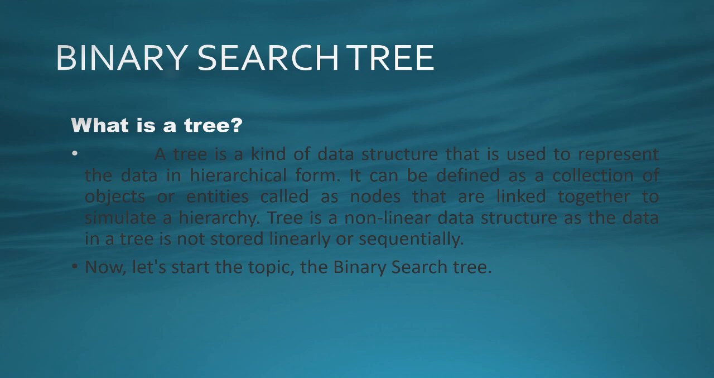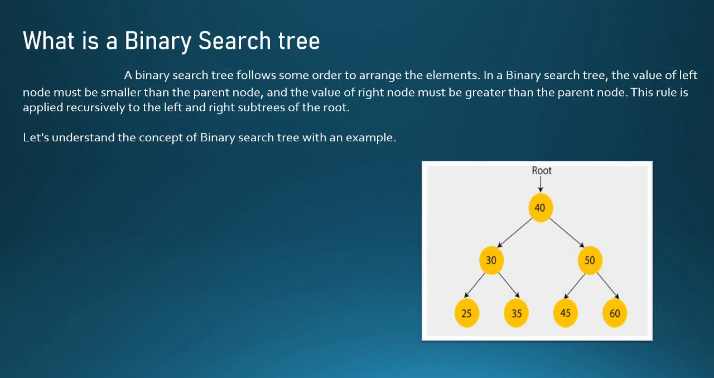Now let's start the topic, the binary search tree. In this slide, we are going to see what a binary search tree is and how it works. A binary search tree follows some order to arrange the elements. In a binary search tree, the value of the left node must be smaller than the parent node and the value of the right node must be greater than the parent node. This rule is applied recursively to the left and the right subtree of the root.